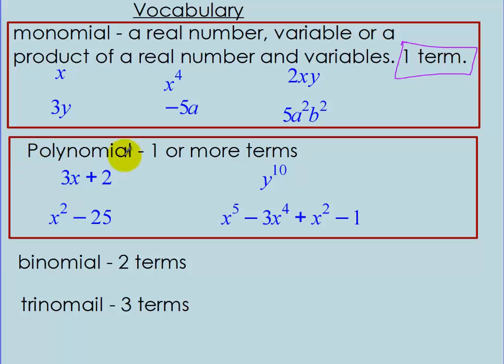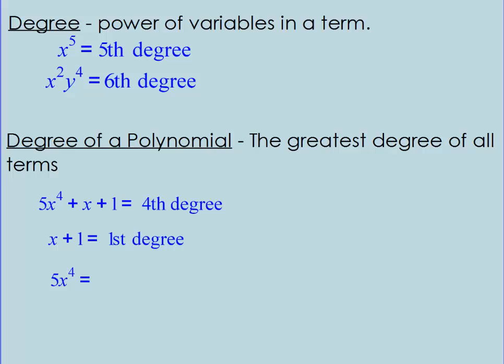There you go. A polynomial is one or more terms, so basically a bunch of monomials together. So 3x plus 2 could be a polynomial. Just a monomial, y to the 10th, could be. Or a bunch of them slapped together. This has 4 terms. This is a polynomial. Other special cases: binomials have 2 terms, and trinomials have 3 terms.